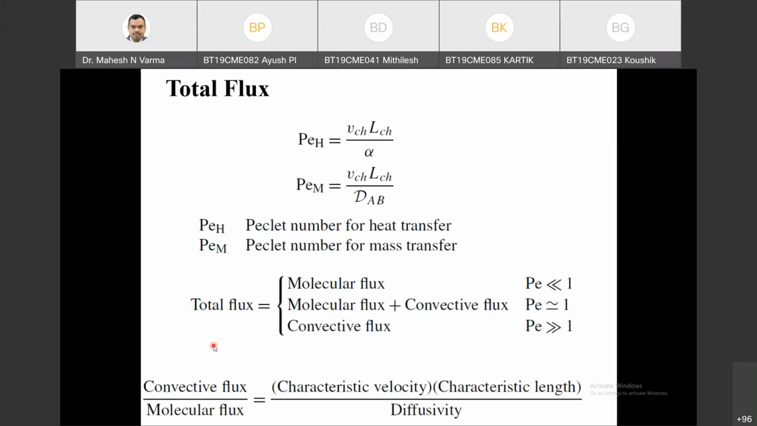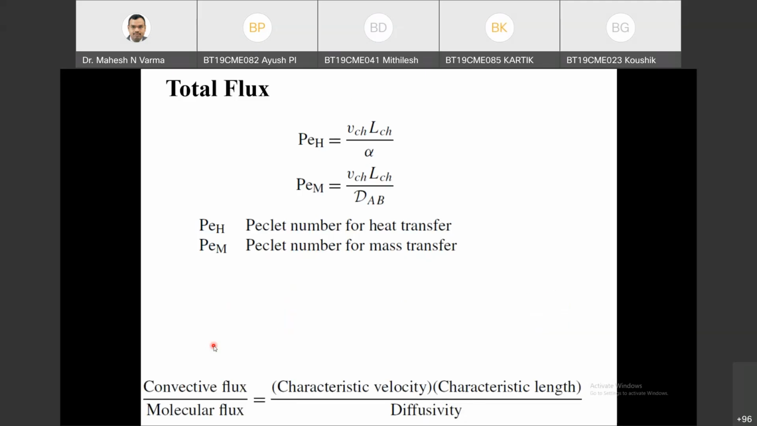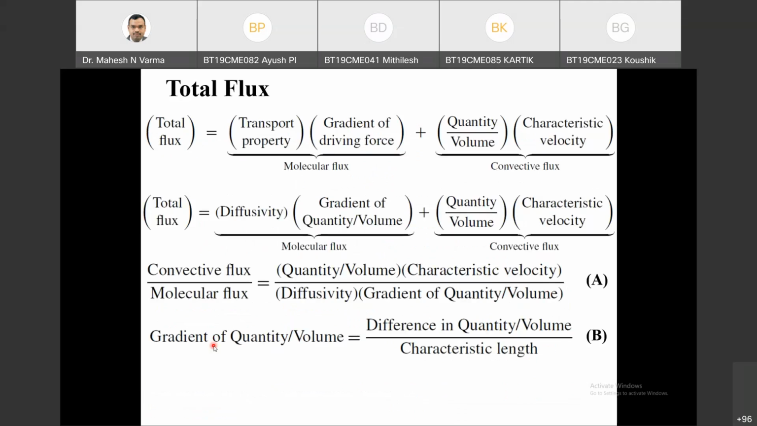Look, whenever I have convective flux and molecular flux together, that is the total flux. Just concentrate on this. What is the total flux? h into delta T is the total flux. It is represented by h into delta T, and the diffusive part is alpha by rho into the gradient of quantity per unit volume, which is the molecular flux. The quantity per unit volume, rho into Cp into T, into velocity, is the convective flux.